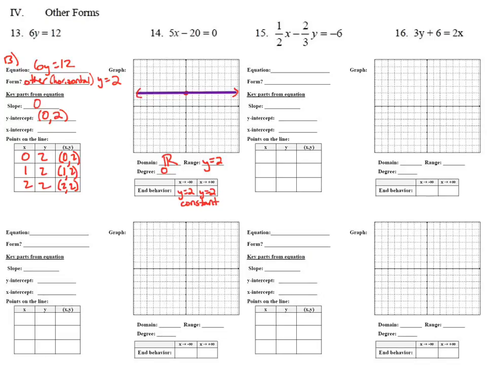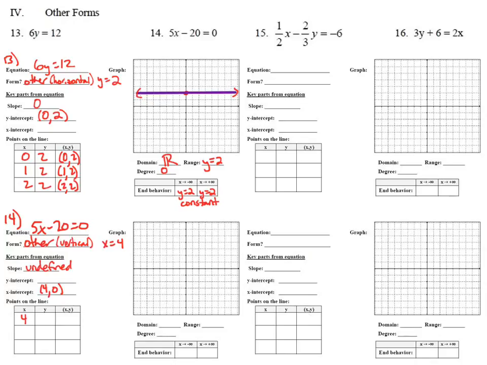Number 14 is along those same lines, where we have 5x minus 20 equals 0. I only see that one variable, so that lets me know it's one of those other type equations. If we were to solve for x, we'd wind up with x is equal to 4, letting us know that we have a vertical line. So with vertical lines, remember our slope is undefined, and we only have our x-intercept at (4, 0).